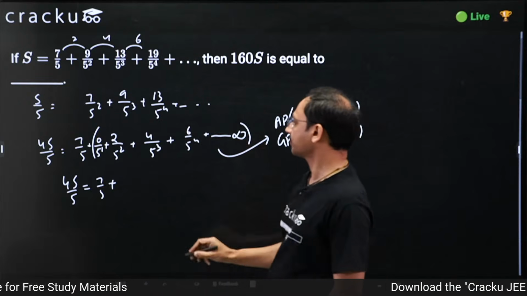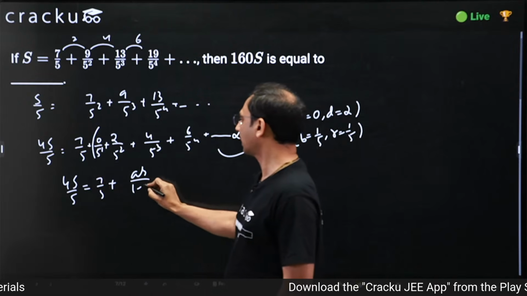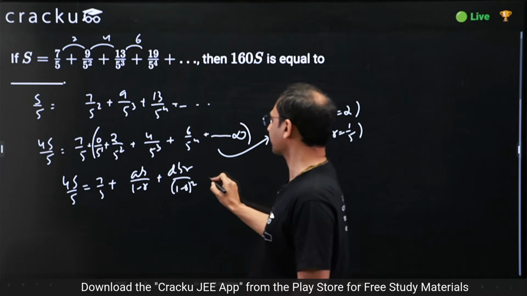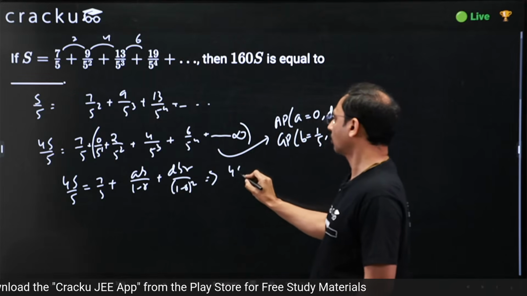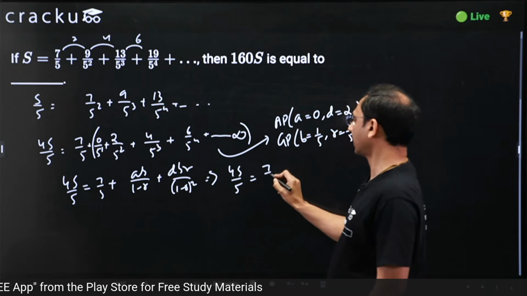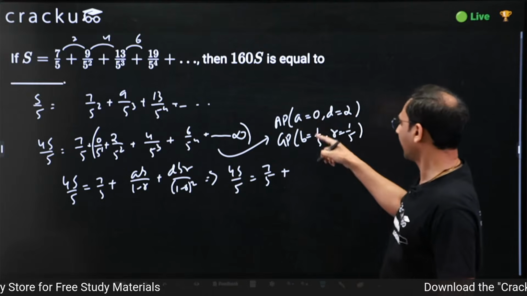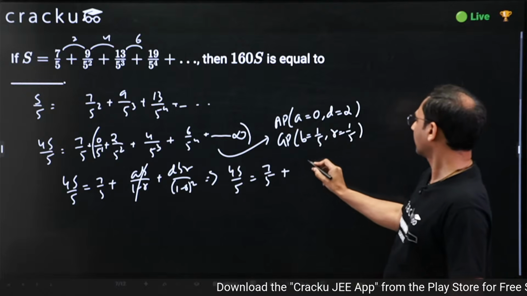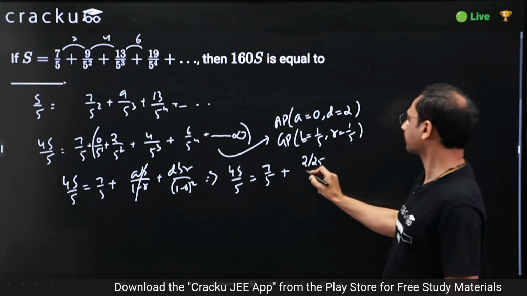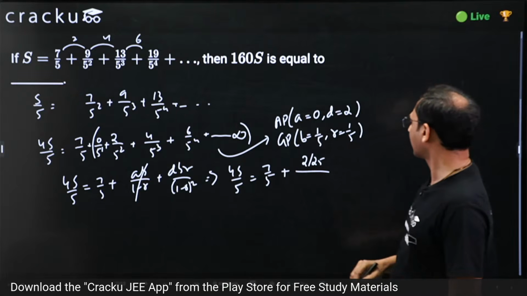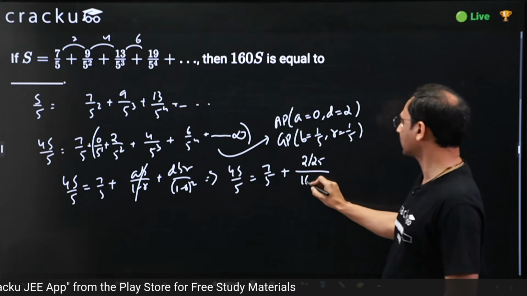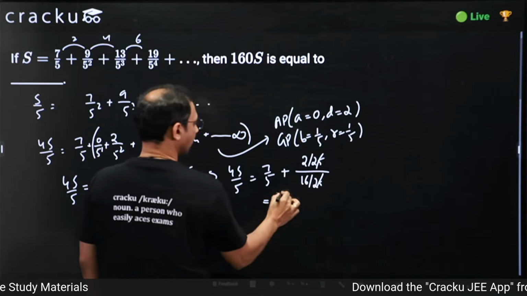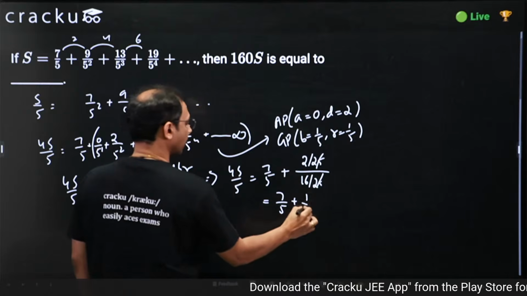This is S infinity. So I get ab by 1 minus r plus dbr by 1 minus r whole square. So let us simplify this. 4s by 5 is equal to 7 by 5 plus ab is 0, so this first term will be gone. dbr will be 2 by 25 by 1 minus r, which is 4 by 5. 4 by 5 whole square is 16 by 25. So here I get 7 by 5 plus 2 by 16, which is 1 by 8.